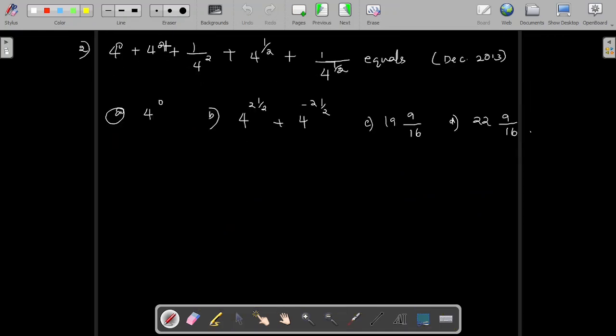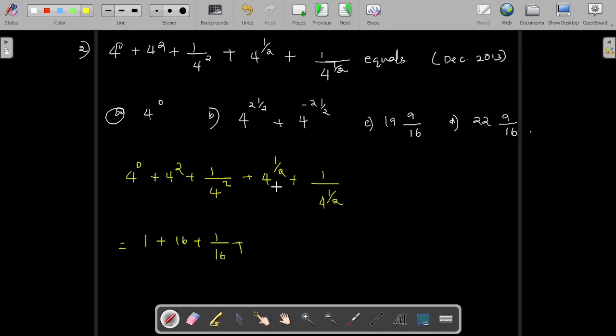See the second question. Here you have to get the value of this expression. So it is 4 to the power 0 plus 4 square plus 1 by 4 square plus 4 to the power 1 by 2 plus 1 by 4 to the power 1 by 2. Let us simplify this. Anything to the power 0 is 1. 4 square is 16, plus 1 by 4 square, 1 by 16, plus 4 to the power 1 by 2 means square root of 4. Square root of 4 is 2, plus 1 by 2.